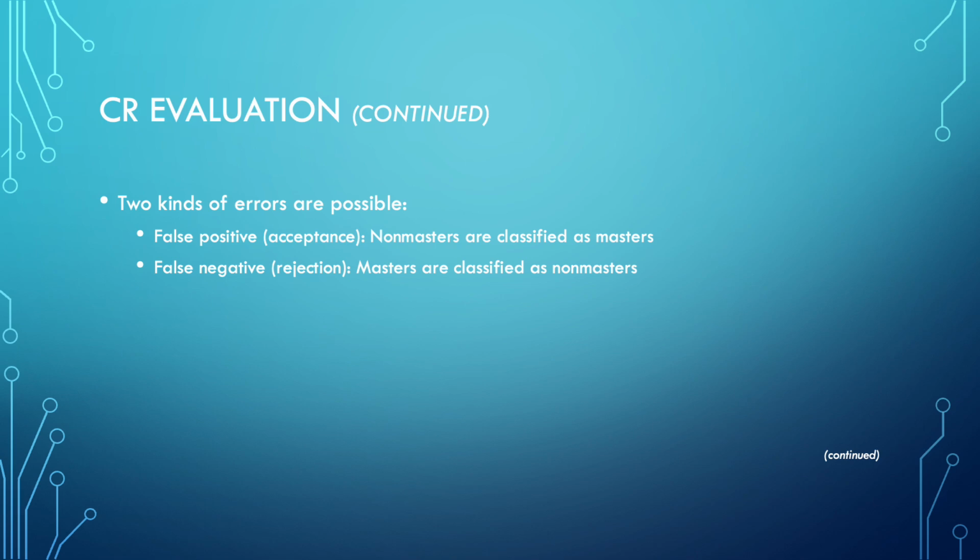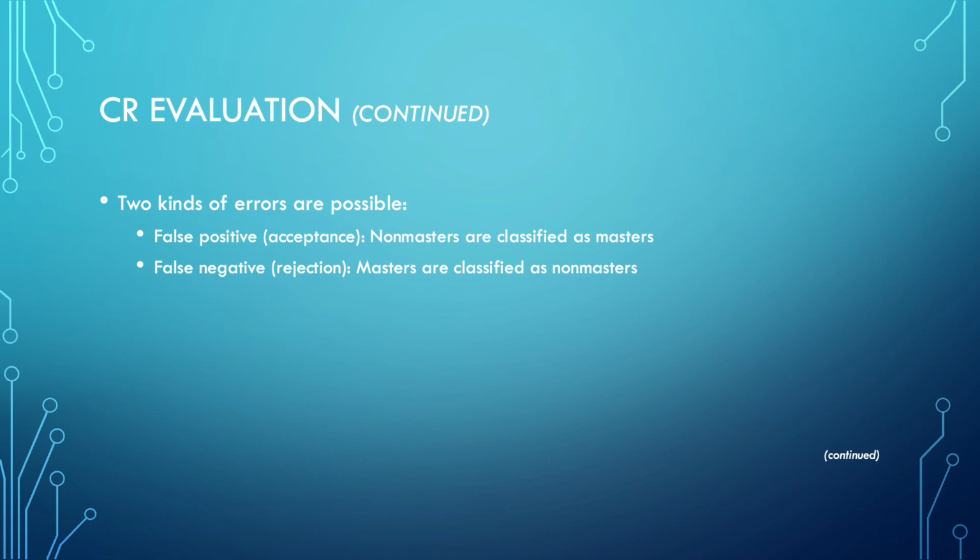Within our criterion referenced evaluation, we have two kinds of errors that are possible. We can have a false positive or a false negative. For a false positive, that's when non-masters are classified as masters. For a false negative, masters are being classified as non-masters.